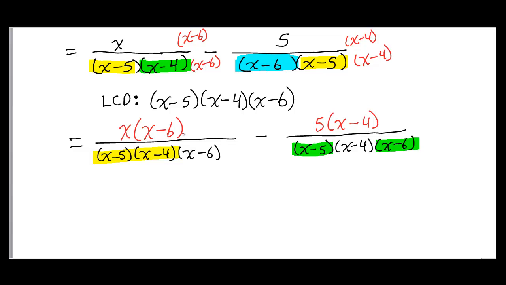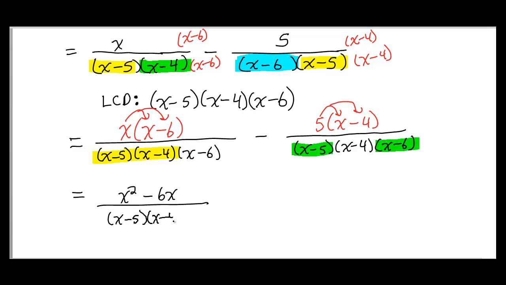Now I'm actually going to simplify before I combine my fractions, only because I have a subtraction here. I don't want to mess anything up too bad. All right, so when I distribute, I get an x squared minus 6x. And I know this is a lot of writing. Minus a 5x minus 20 over my LCD.